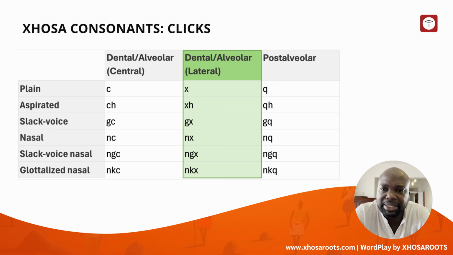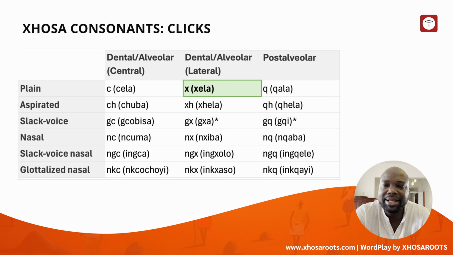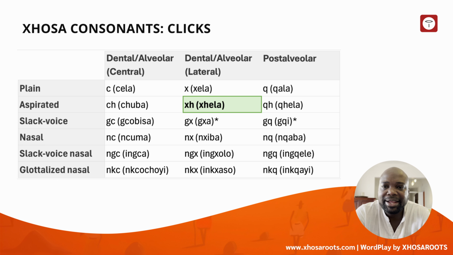Now for the lateral clicks, which I said earlier are also dental or alveolar, excuse me, lateral clicks. The sound is produced by the sides of your tongue placed against the teeth on the sides of your mouth. The plain one being ka, as in ela, to tell or to report. Then the aspirated version, as in kela, to slaughter.